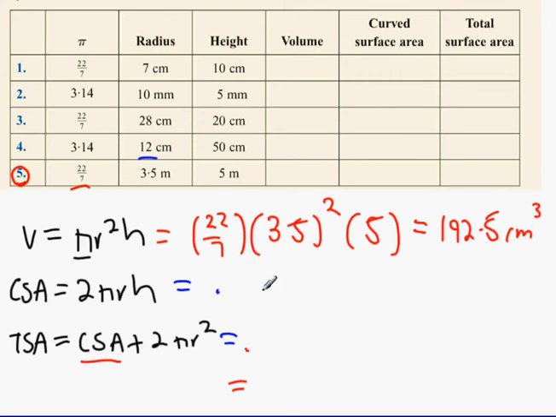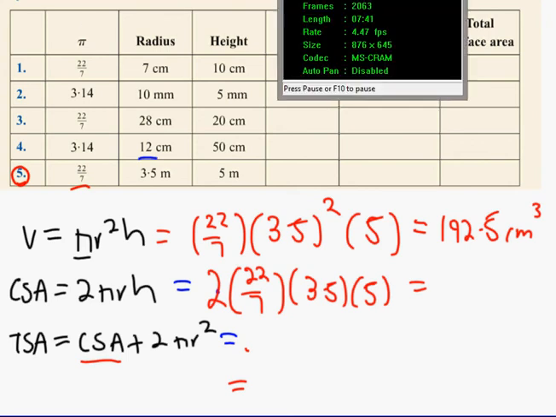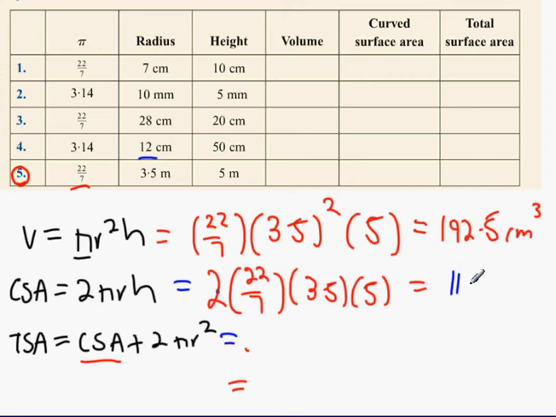What about this one here? 2 pi RH. And what's pi? What's R? What's H? Put that in the calculator and what do we get? Centimeters squared. Your CSA is worth how much, guys? CSA is worth 110. Now you got to add on 2 circles.